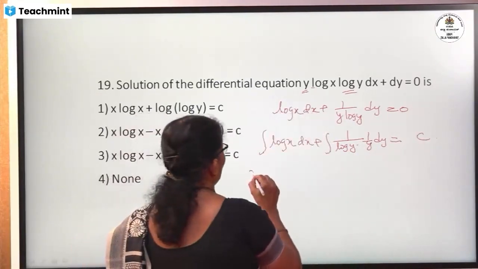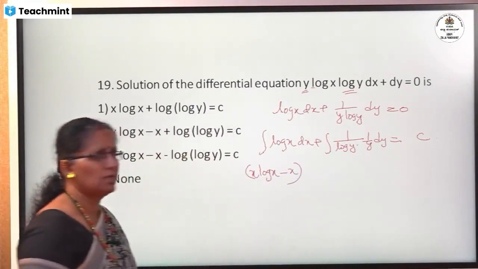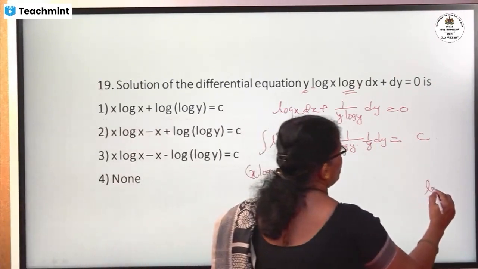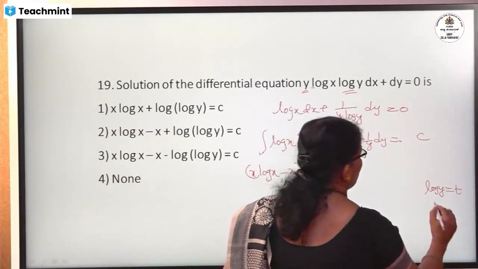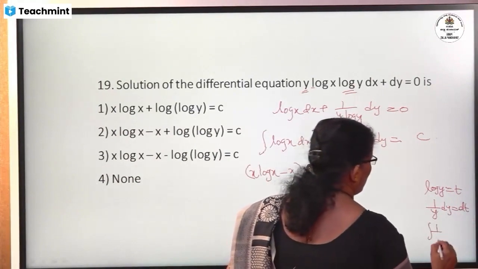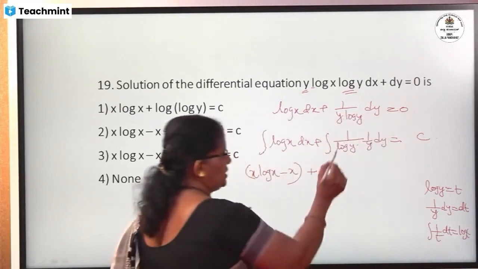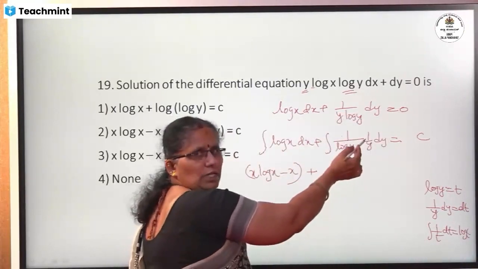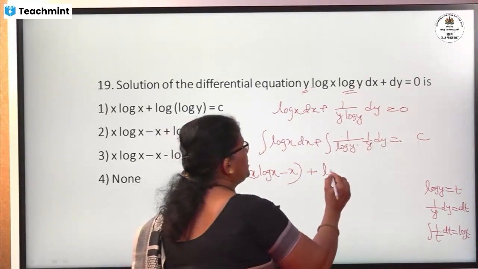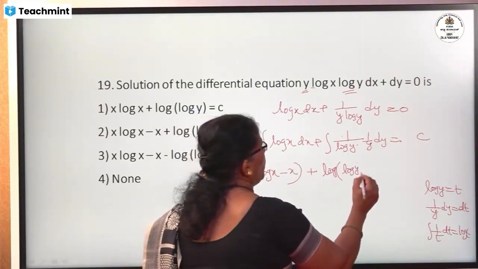Remember, the integral of log x is a standard result. You have to integrate it by parts, so it is x log x minus x plus, I will substitute log y as t. Then 1 by y dy is dt, so what I get is 1 by t dt, which is log t. But what is our t? It is log y.